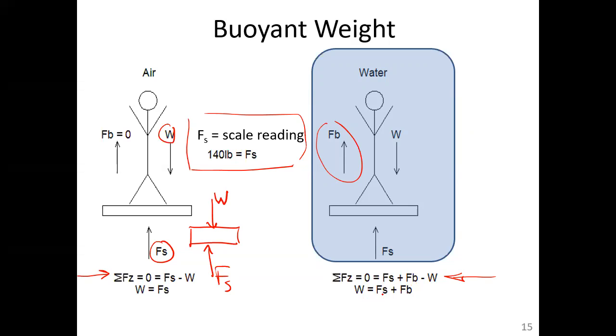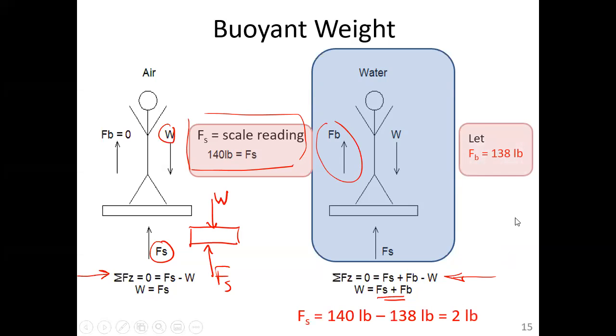And so what it means is that your weight is now located in two different places. The scale will have one reading and the buoyant force is another, and the sum of those two reactions gives you the weight. So for example, if you had a buoyant force of 138 pounds on you, your original weight in air is the 140 pounds. The buoyant force is 138 pounds, which means the scale, if you were standing on the scale at the bottom of the pool, would only read 2 pounds.